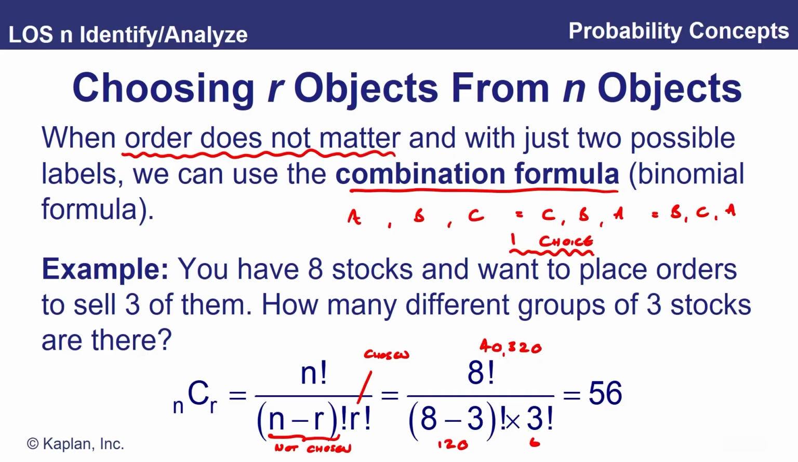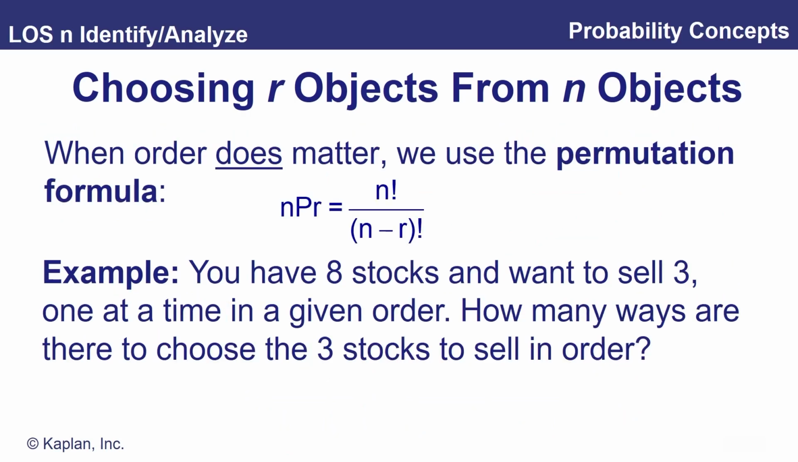For 40,320 divided by that is 56. There are 56 different combinations out of those 8 stocks of selecting 3 for sale, when the order in which I select them does not matter. In other words, choosing stock 1, 2, and 3 is deemed to be the same choice as choosing stock 3, 2, and 1. Okay. Now, let's turn our attention to when the order does matter.